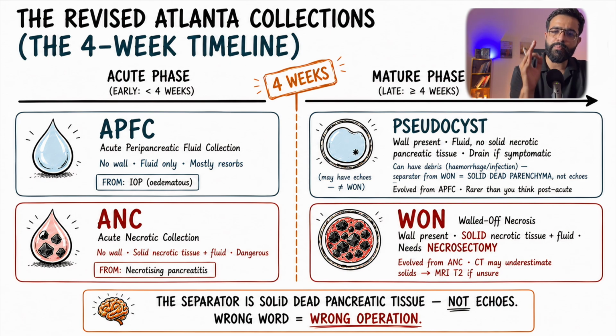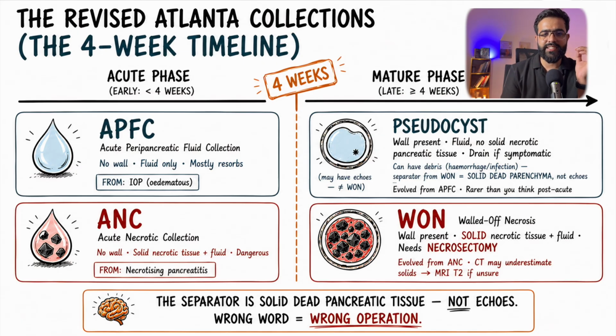Pseudocyst, we drain it with a simple needle or endoscopic transmural drainage if symptomatic. If it is walled-off necrosis, then the solid necrotic debris cannot be drained with a needle. It needs necrosectomy. Wrong terminology, wrong planned procedure, and the patient on the table for the wrong operation. Number 2, acute necrotic collection or the wall of necrosis.